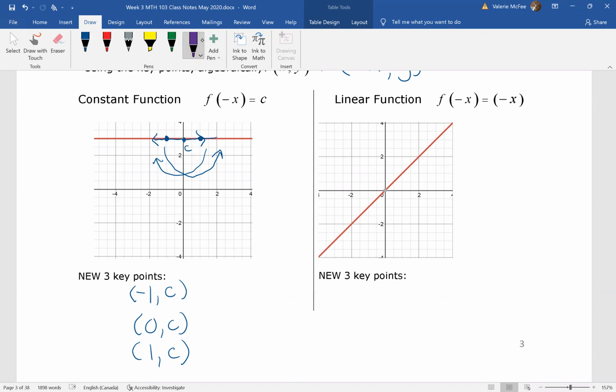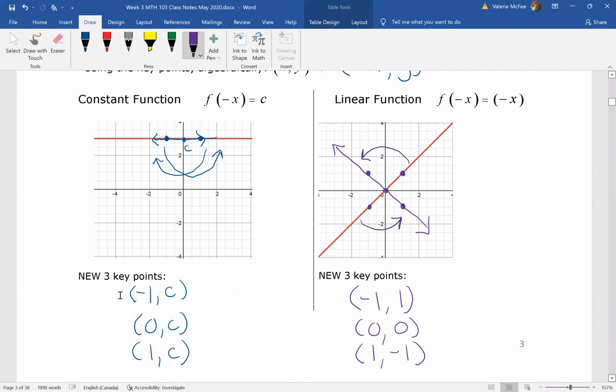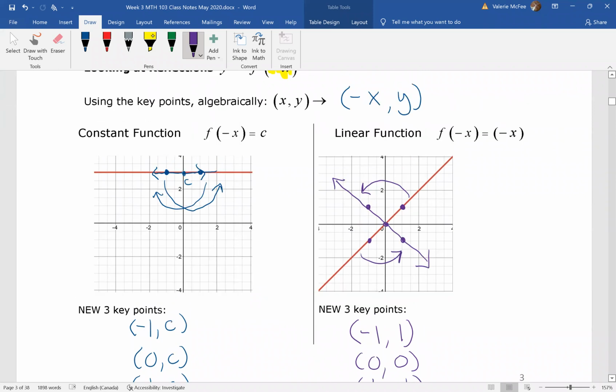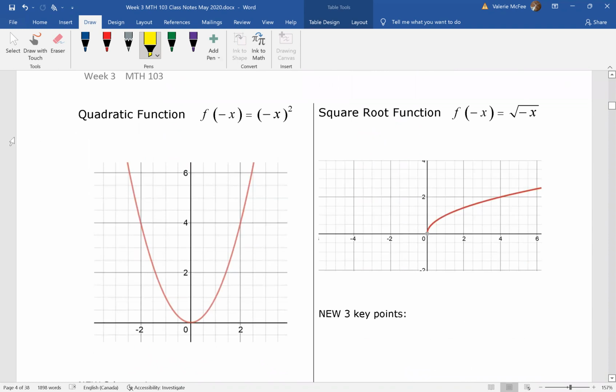So what about our linear function? We have a point on our original graph at 1, 1, but the x becomes the opposite. 0, 0 remains because the opposite of 0 is still 0. But then I have this point here at negative 1, negative 1. That negative 1 becomes positive 1, so the point is 1, negative 1. You'll notice that this is a reflection across the y-axis. We're finding the negative of our x values.